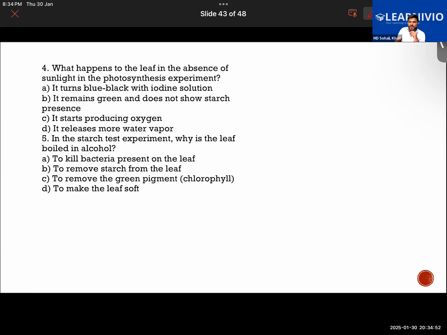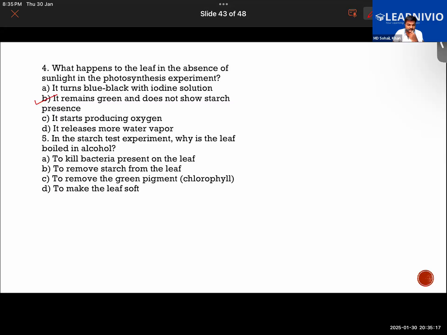Okay. Why haven't others joined yet? So the question is, what happens to the leaf in the absence of sunlight in the photosynthesis experiment? Okay. What was your answer? Repeat again. B. It remains green and does not show starch presence. Okay. So the right answer is option number B.